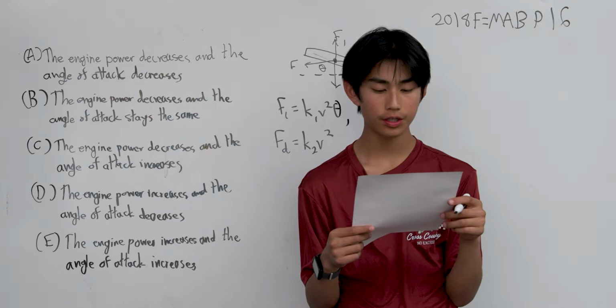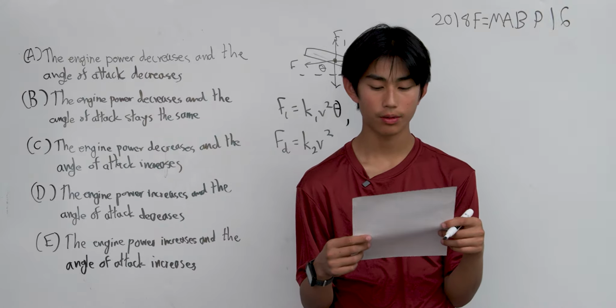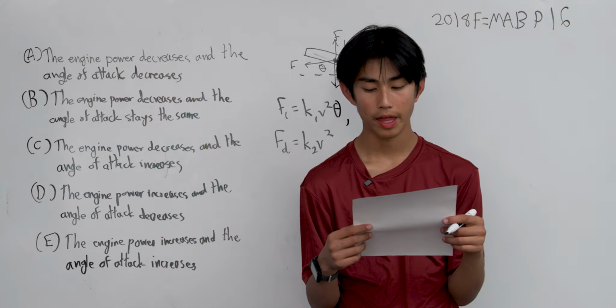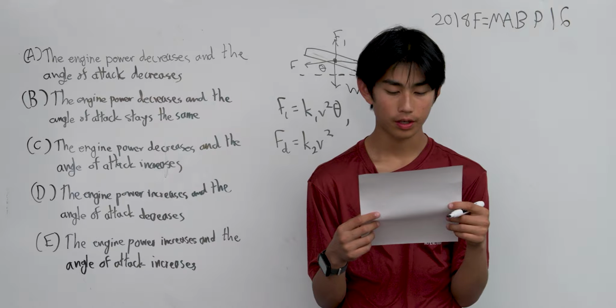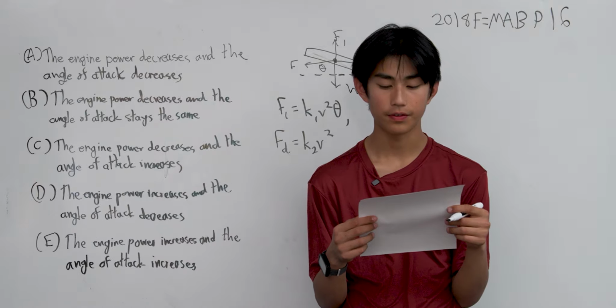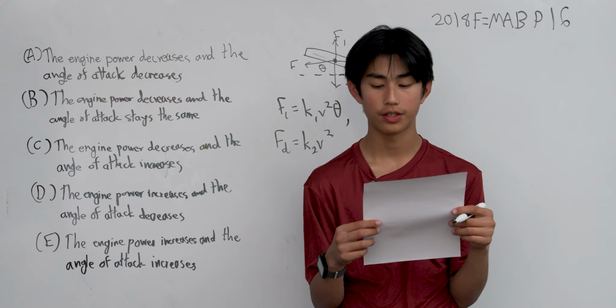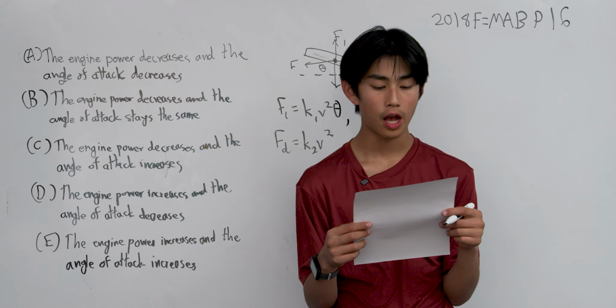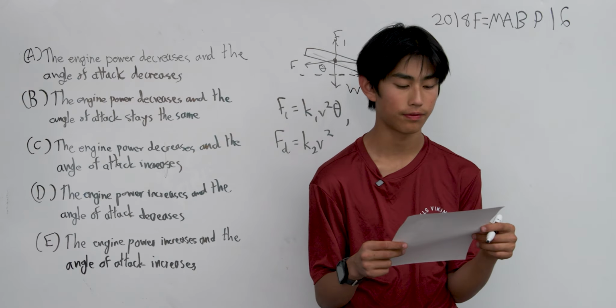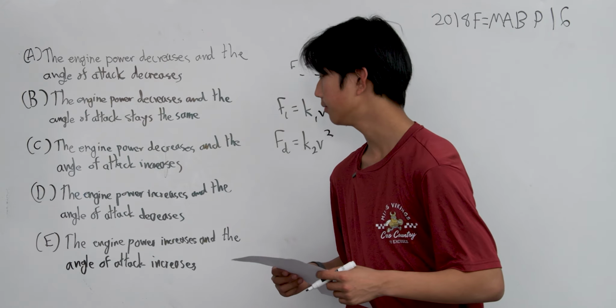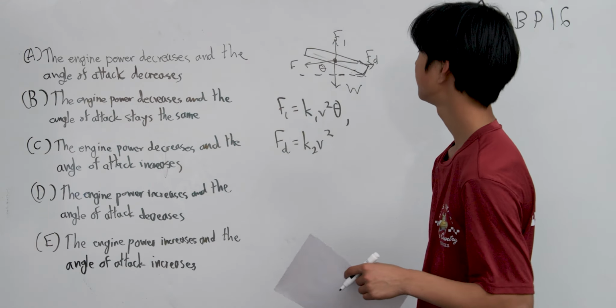Consider a plane initially in level flight in still air with constant ground speed v. If the plane enters a region with tailwind with speed w less than v, the wind is blowing in the same direction that the plane wants to fly. How must the engine power and angle of attack change for the plane to maintain level flight at the same ground speed? And then we have our answer choices here.